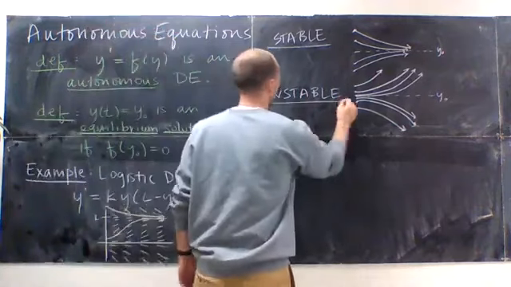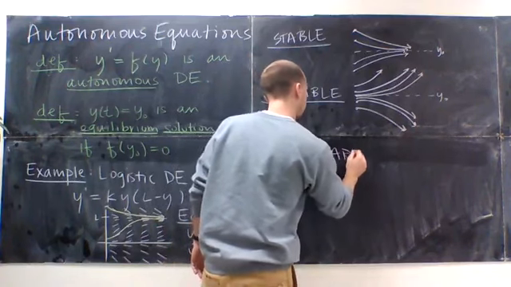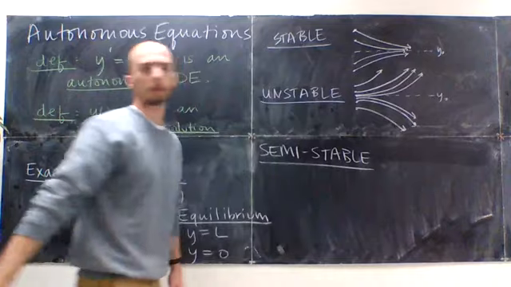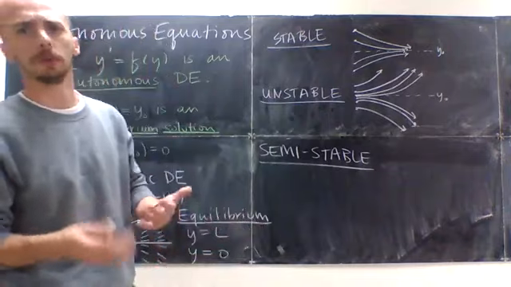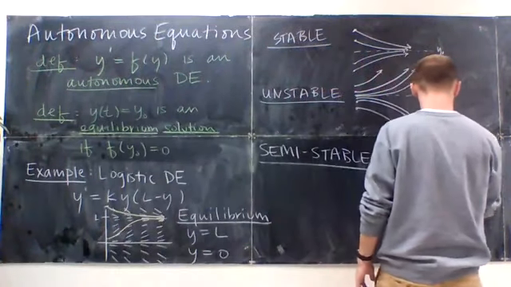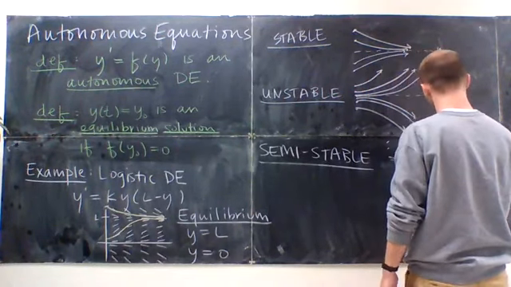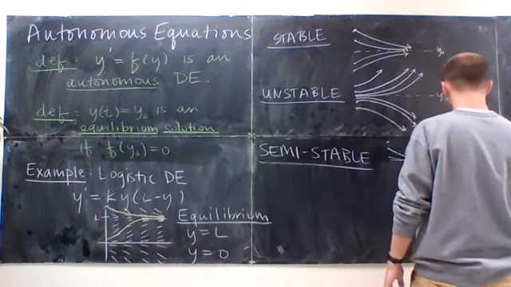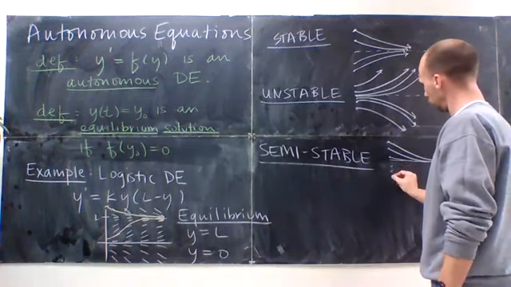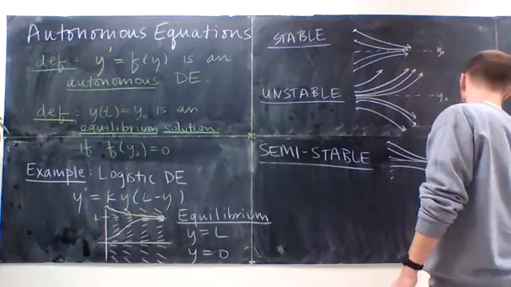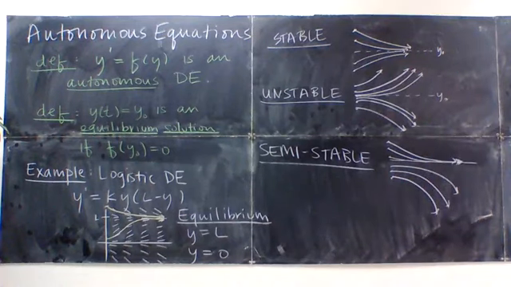And then there's going to be a semi-stable. As you might expect, on one side we're going towards the equilibrium, and on the other side we're going away from it. And of course that can take two different forms, right? Maybe over here on top, for these values we're going towards the equilibrium, and for initial conditions on the other side, we're going like that. Okay, so that would be semi-stable.